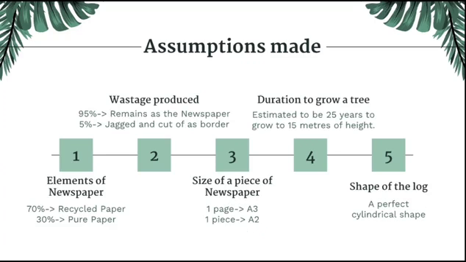Moving on, we also assume that for the elements of newspaper, 70% is recycled paper and 30% is pure paper. Secondly, for the wastage produced, 95% of them remains as the newspaper, while 5% is checked and cut off as border. Thirdly, for the size of a piece of newspaper, we assume that one page is A3 size and one piece is A2 size. For the duration to grow a tree, we estimated it to be 25 years to grow to 15 meters of height. Last but not least, for the shape of the log, we assume it to be a perfect cylindrical shape.